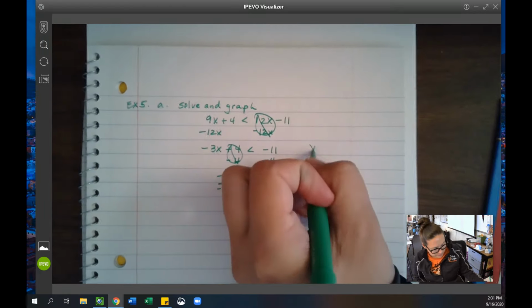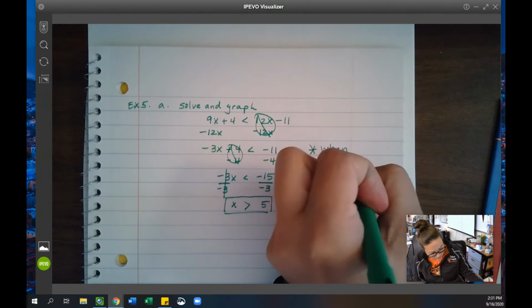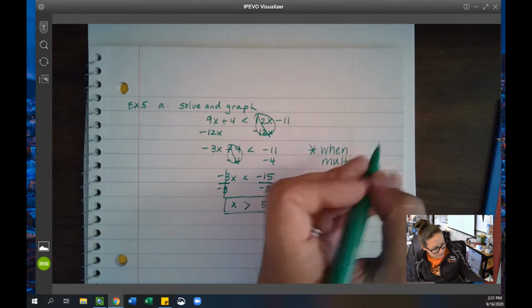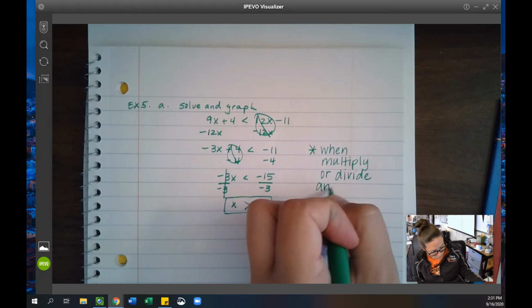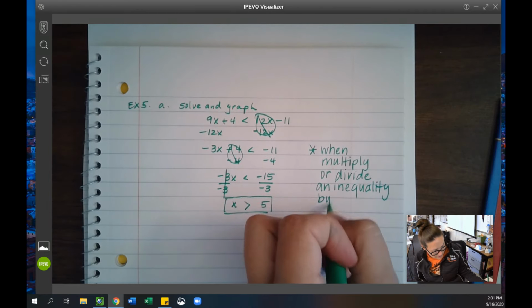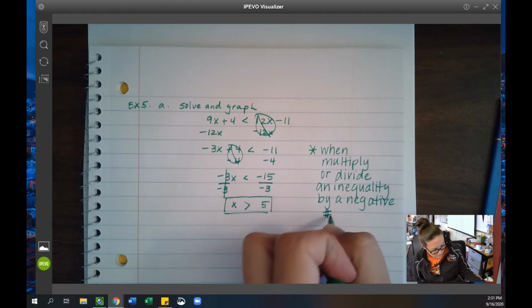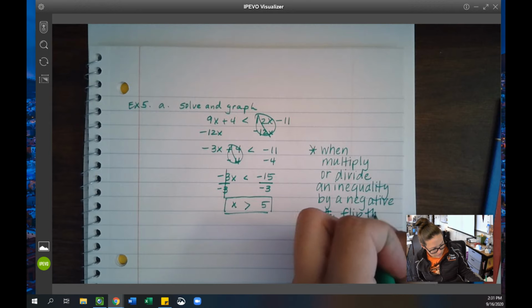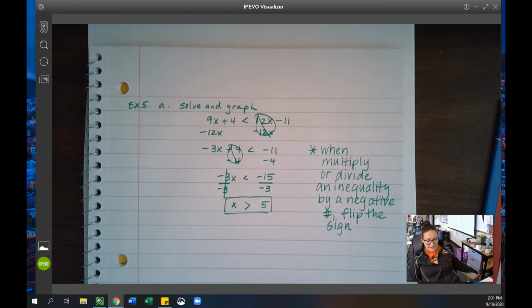So remember, when you multiply or divide an inequality by a negative number, flip the sign. When you multiply or divide by a negative number, you have to flip the sign.